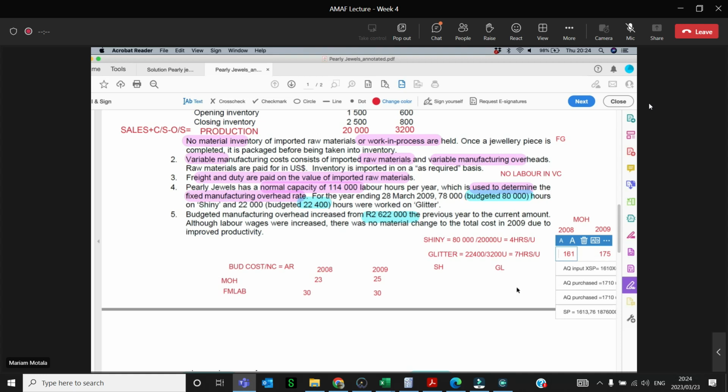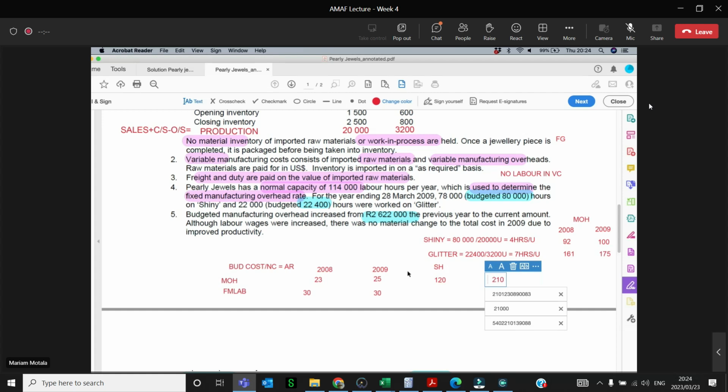Okay. Now, for labor, it's consistent: 4 hours times 30, which is 120 rands. And for glitter, 30 times 7, which is 210 rands. Remember, 2008 is going to equal, just going to bring that down in line with labor.